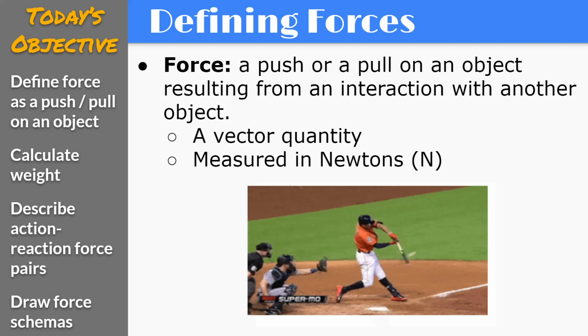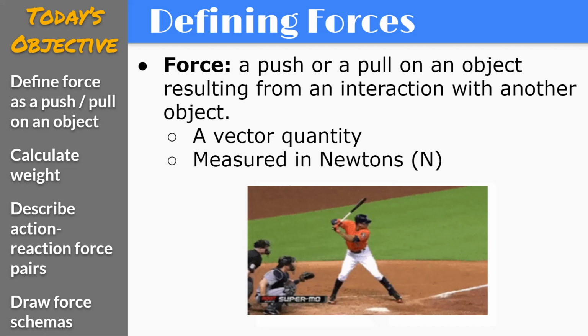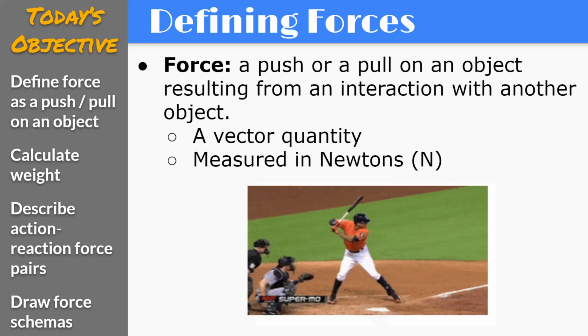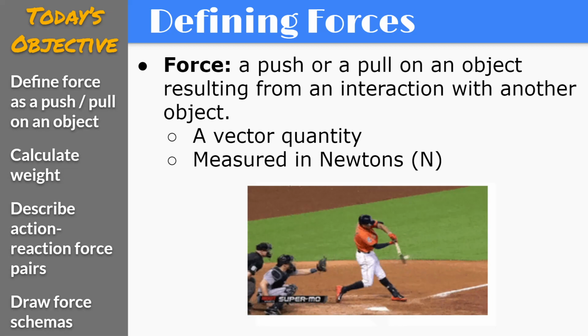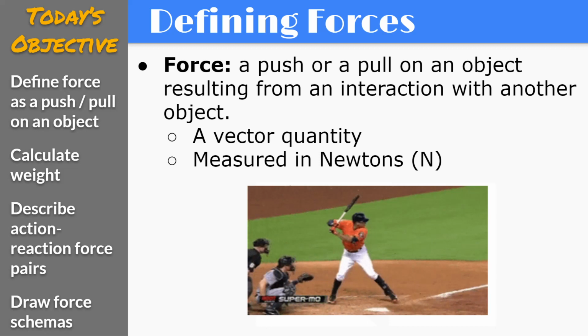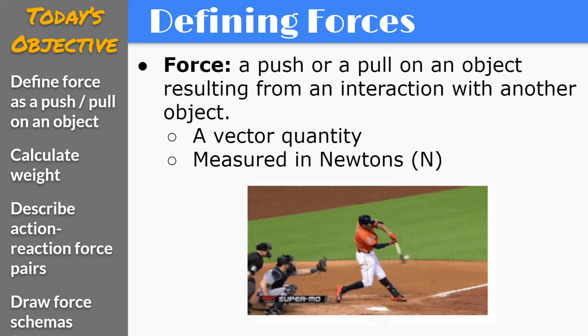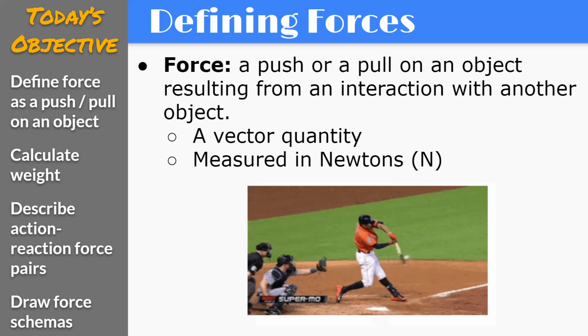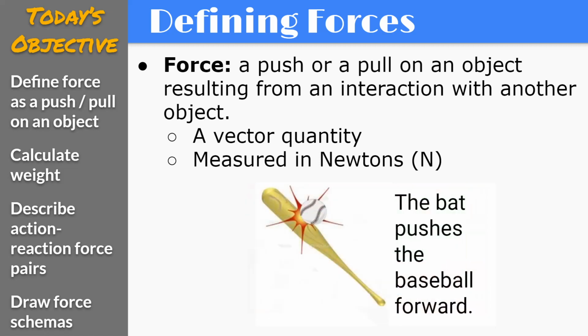Okay, so whenever we talk about a force, it's always going to involve at least two objects. Okay, whether it's this example with a baseball and a bat, or whether you're talking about slapping somebody across the face, you have hand, face. Okay, but you're going to have two objects. It's an interaction between objects. In this example, we could say that the bat pushes the baseball forward whenever they make contact, and you will use words like push or pull in order to describe the forces, the interaction between those two objects.